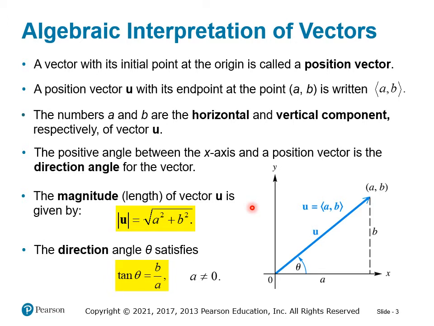And finally, the angle. We know that the tangent of an angle of a right triangle is equal to the opposite over the adjacent sides. So here we can find the tangent of that angle equals b over a, and if we wanted to find the angle, we can use the inverse tangent function. Okay?